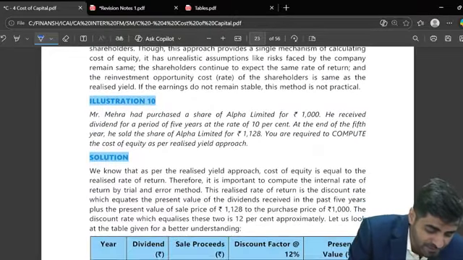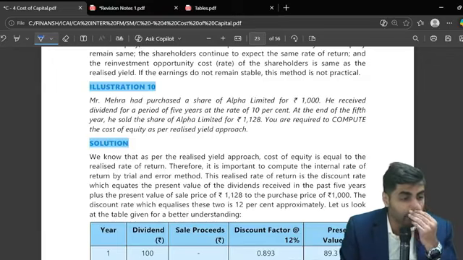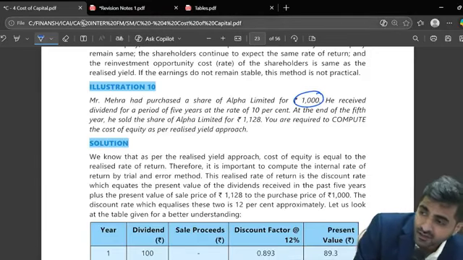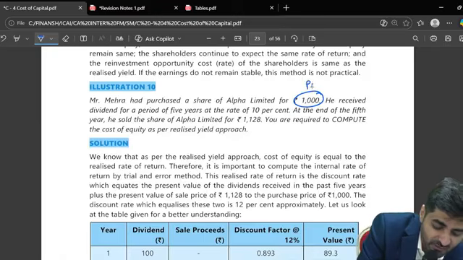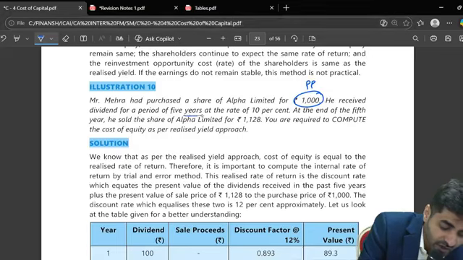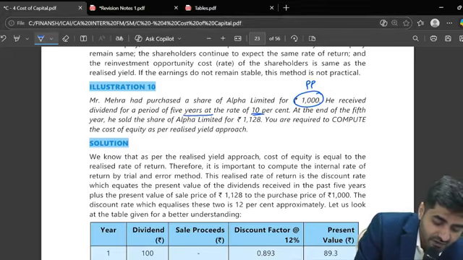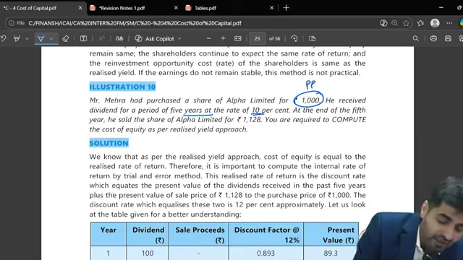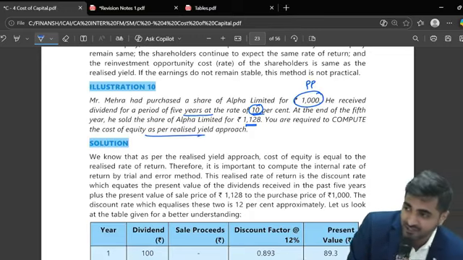Okay. Let us do this particular illustration 10. Now what is given to you? Mr. Mera has purchased a share of Alpha for rupees 1000. Is this nothing but your purchase price? Yes or no? He received a dividend for a period of 5 years at the rate of 10%. No face value data is given, so your face value is nothing but 1000 only. The dividend is at the rate of 10%, so every year you will be getting 100. At the end of the 5th year, he sold the share for 128. We are required to calculate the cost of equity as per realized yield approach.